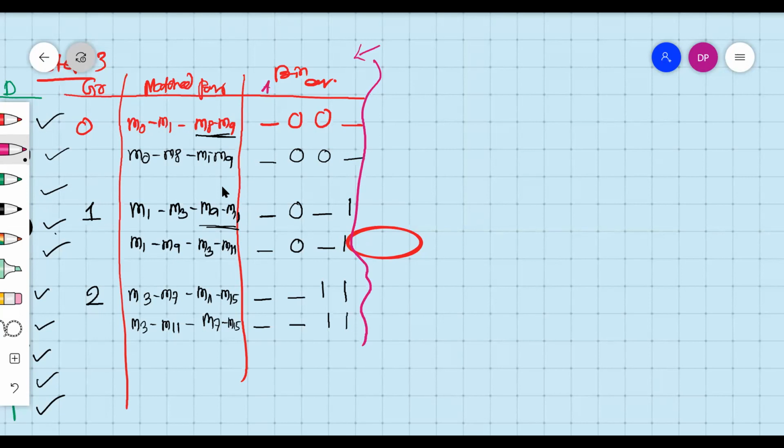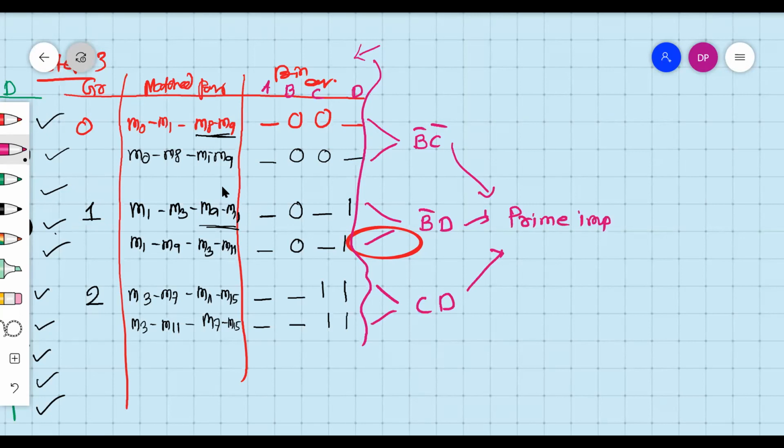This is A, B, C and D. Okay, so by taking these two, what we can write is B bar, C bar. By taking these two, what you can write is B bar, D. By taking these two, what we can write is C and D. Okay, so these three will become our prime implicants.